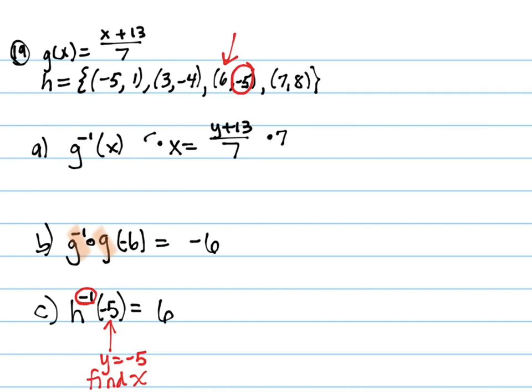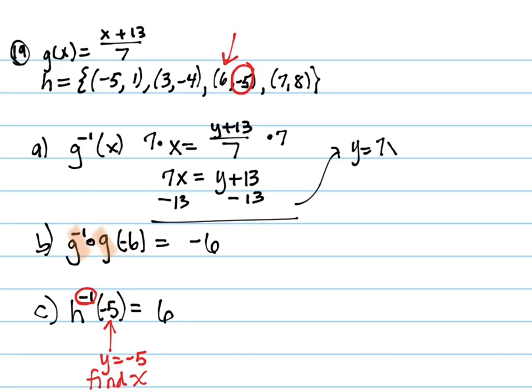Multiply by 7, you betcha. So now I have 7x equals y plus 13, and then what? Subtract 13. So then I would have y equals 7x minus 13, and I would just invert my notation. So g inverse is my notation, equals 7x minus 13. Okay, it's not super crazy hard work, but it's more work than B and C.